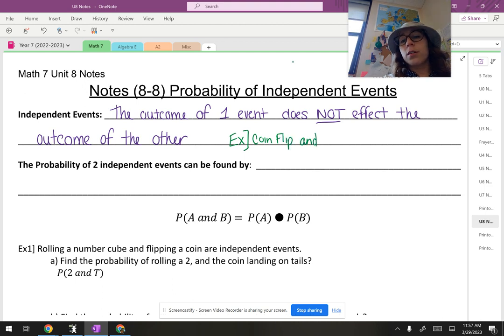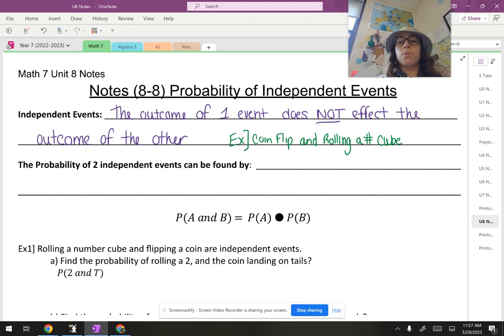Some examples of that would be a coin flip and rolling a number cube, because whatever happens when I flip the coin, heads or tails, it has no impact on what happens when I roll the number cube.